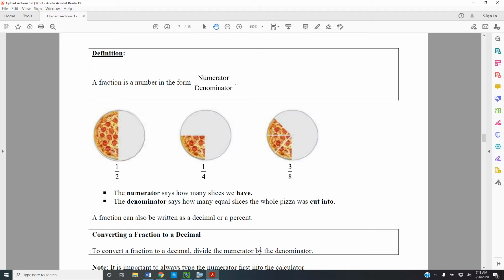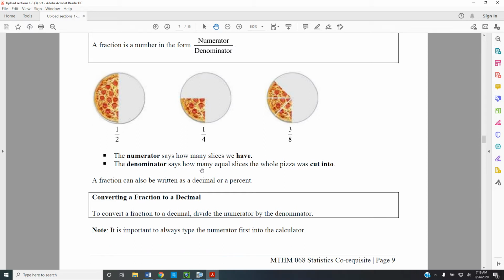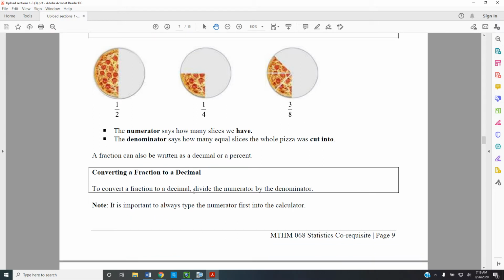Now, all of these fractions that we have right now are referred to as proper fractions, because in a proper fraction, the numerator is smaller than the denominator. It does say that the denominator says how many equal slices the whole pizza is cut into. A fraction can also be written as a decimal or a percent, it says. So to convert a fraction to a decimal, we divide the numerator by the denominator.